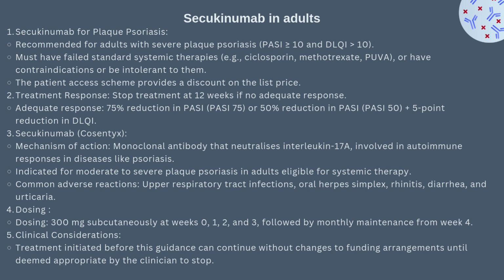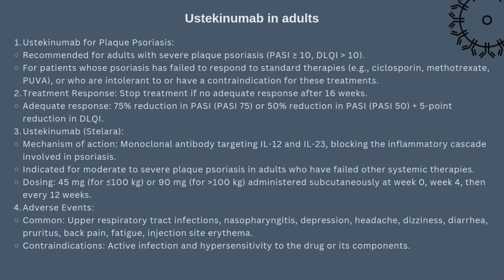Dosing: 300 mg subcutaneously at weeks 0, 1, 2, and 3, followed by monthly maintenance from week 4. Clinical considerations: treatment initiated before this guidance can continue without changes to funding arrangements until deemed appropriate by the clinician to stop. Ustekinumab in adults.